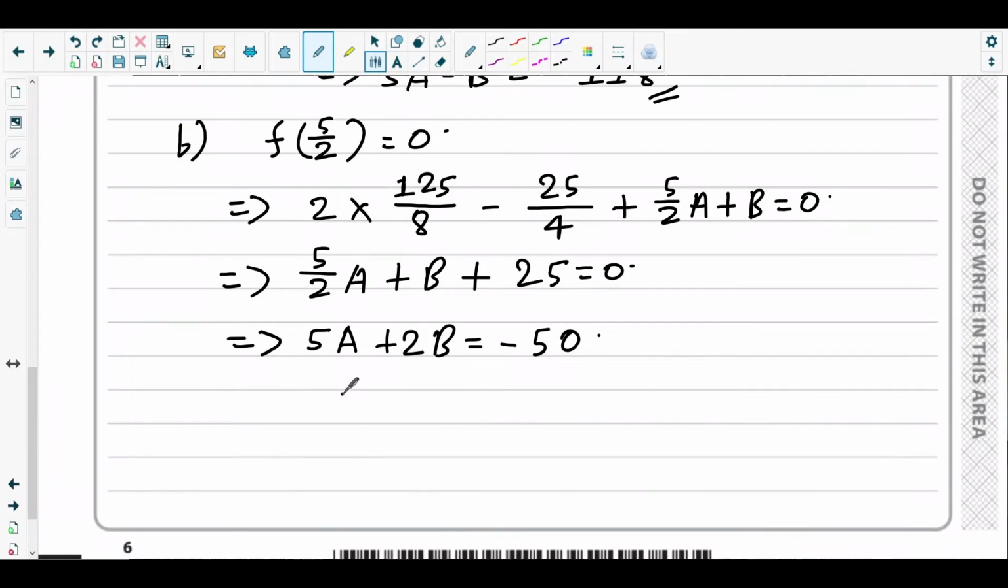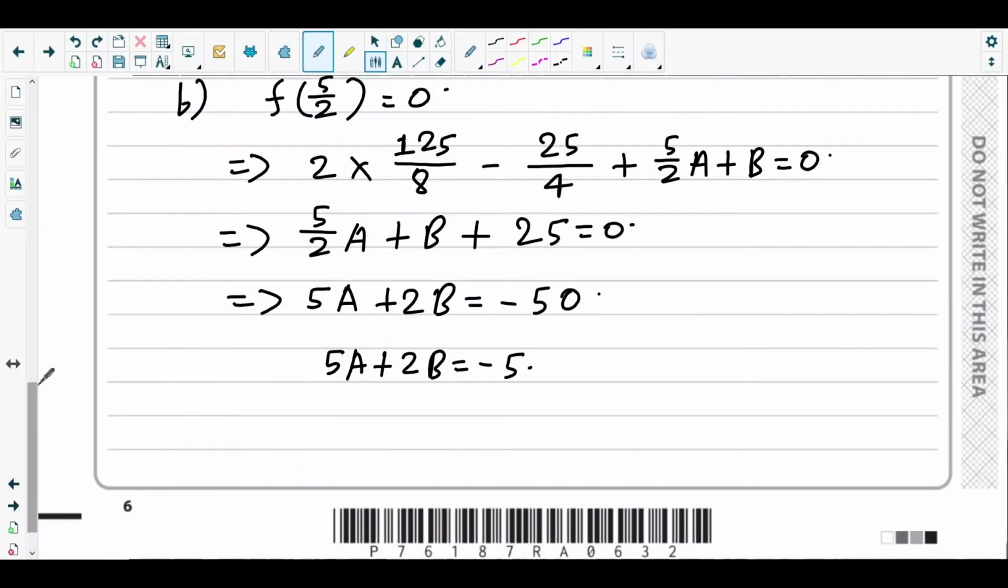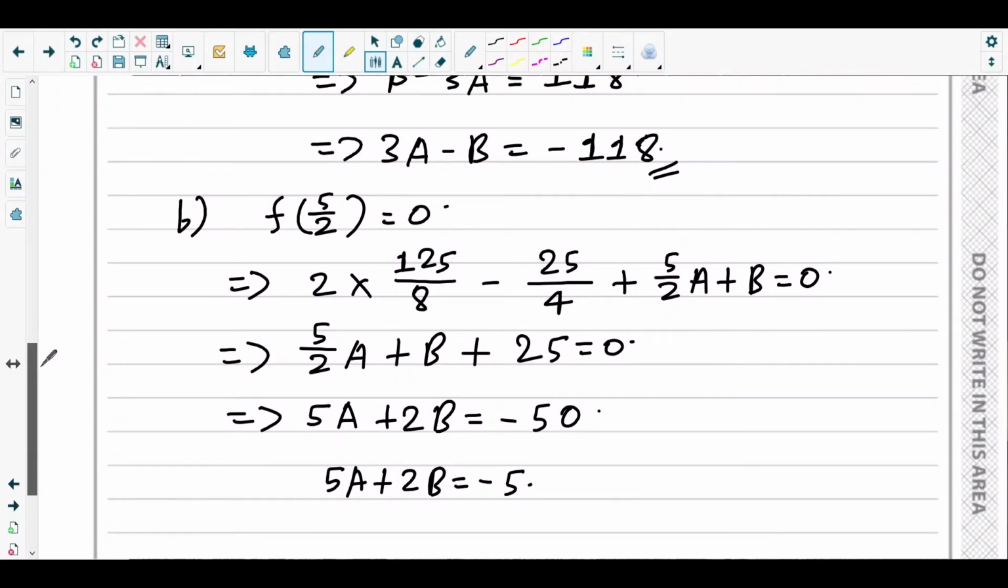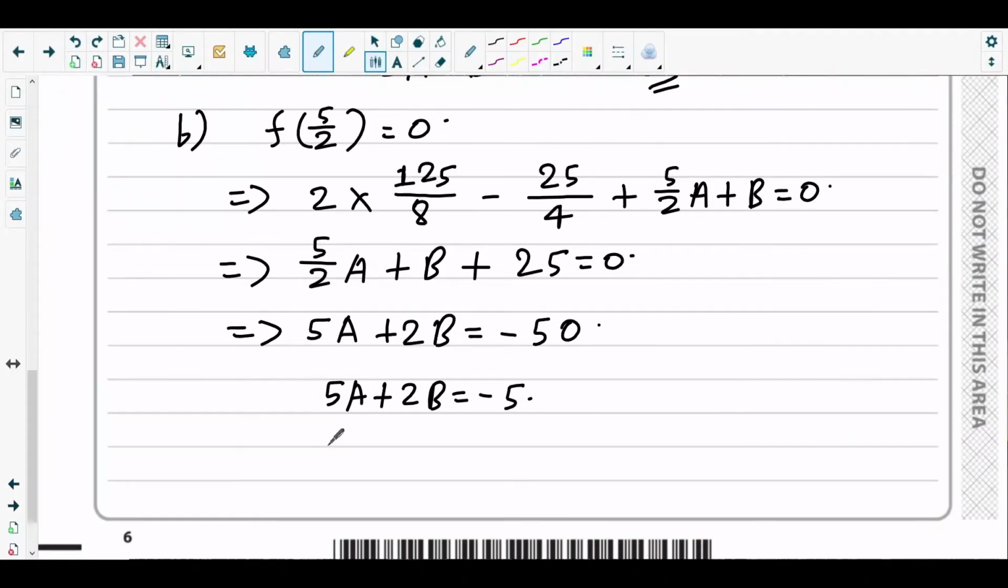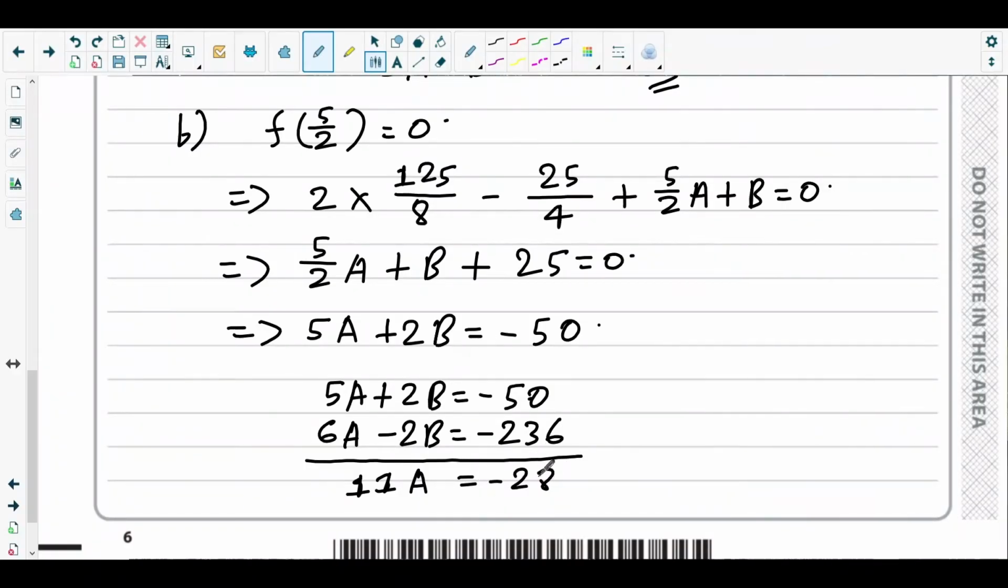Okay, so 5a plus 2b equals negative 50, and here let's multiply the equation that we got in part a by 2. So you will get 6a minus 2b equals, this was 50, isn't it? This was 50. Okay, so negative 118 times 2 is negative 236, and then we will add the two equations. So if you add them, you will get 11a equals negative 286.